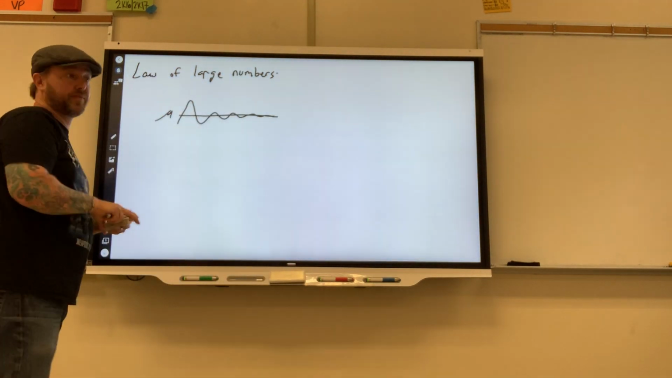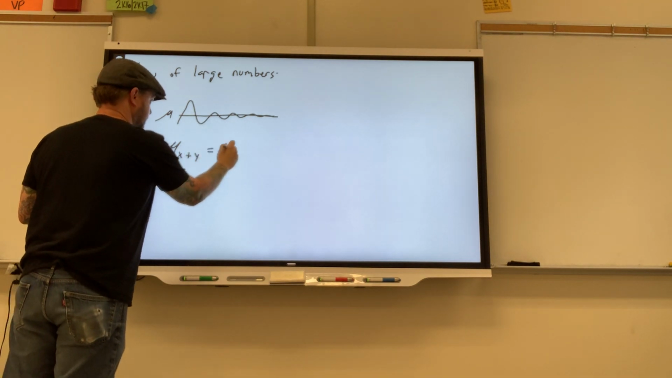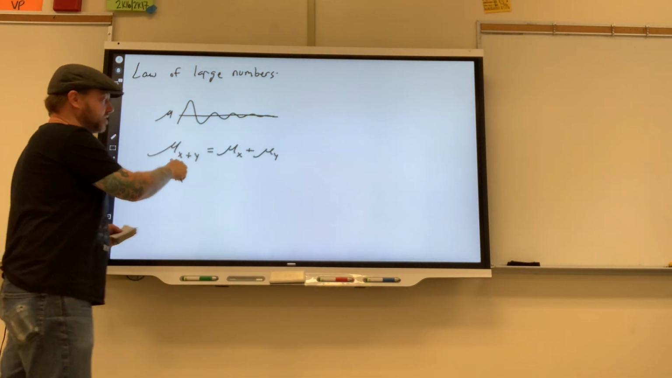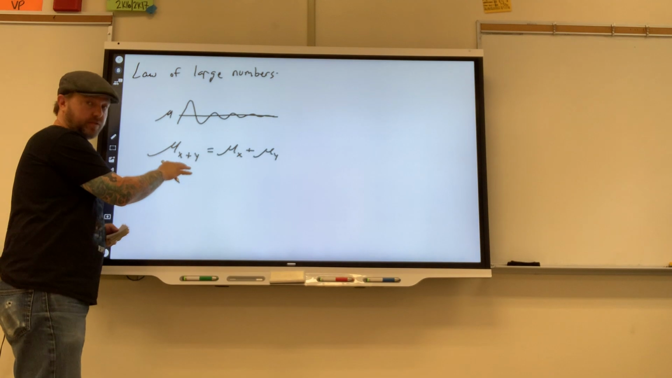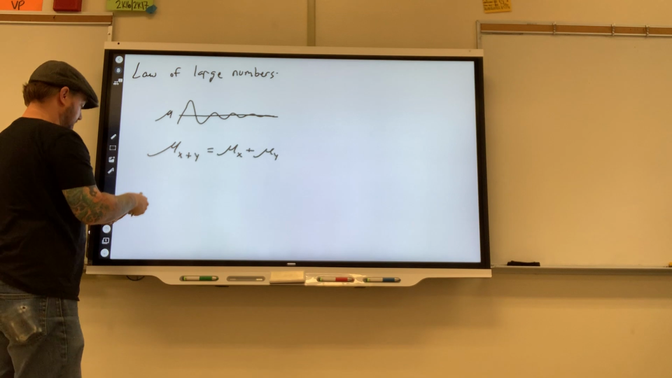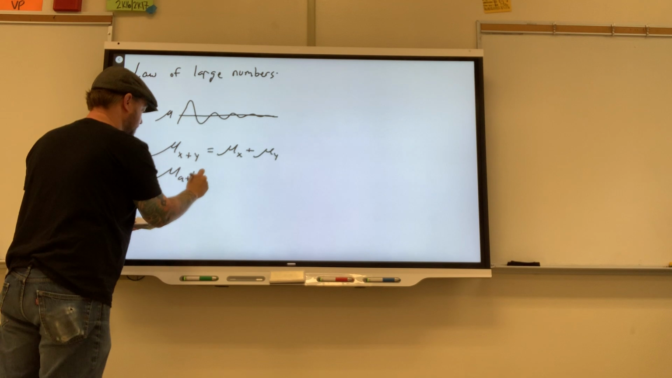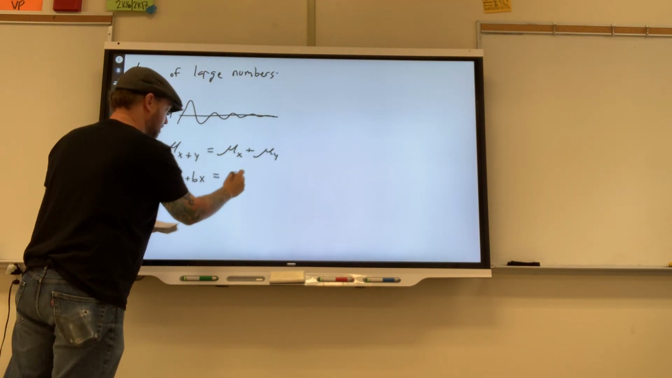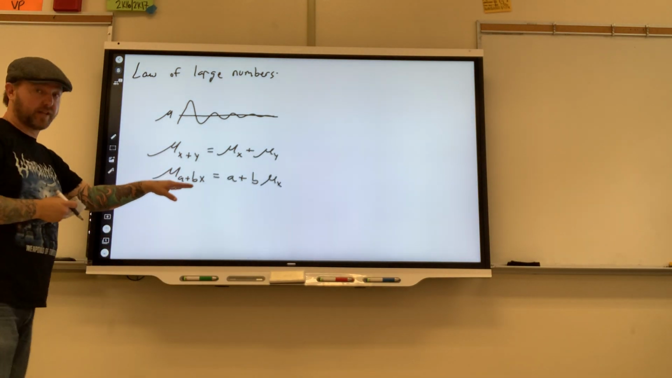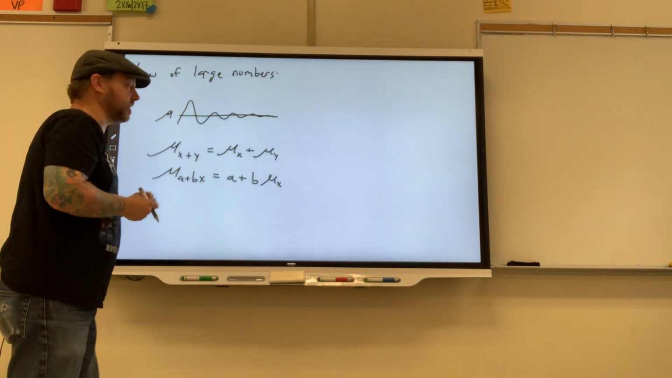Let's talk about rules for means. If I have two distributions, x and y, the mean of the two added together is just the mean of the first plus the mean of the second. Okay? If I have a linear transformation, the mean of the transformed data is just doing the transformation on the original mean. Okay?